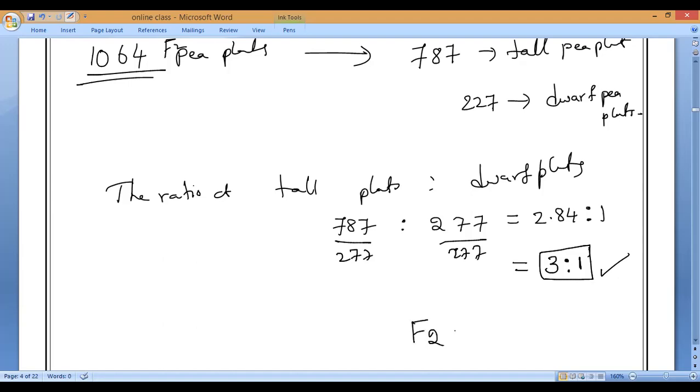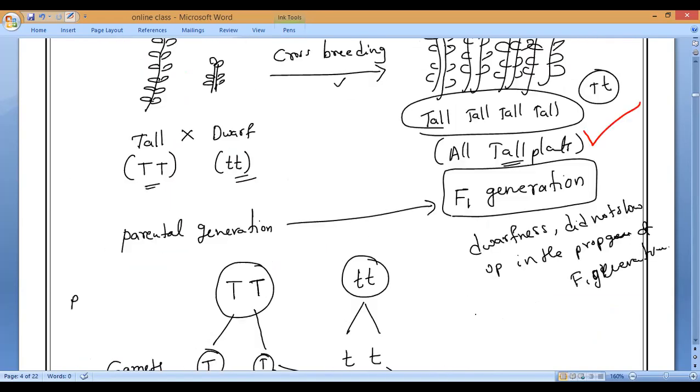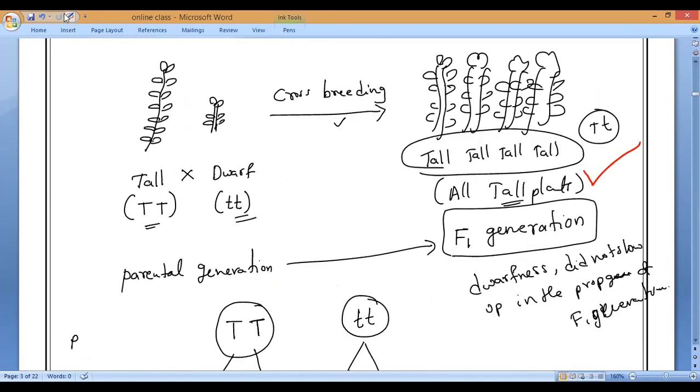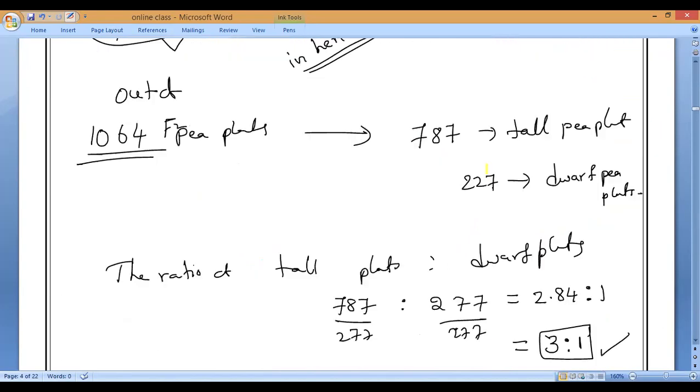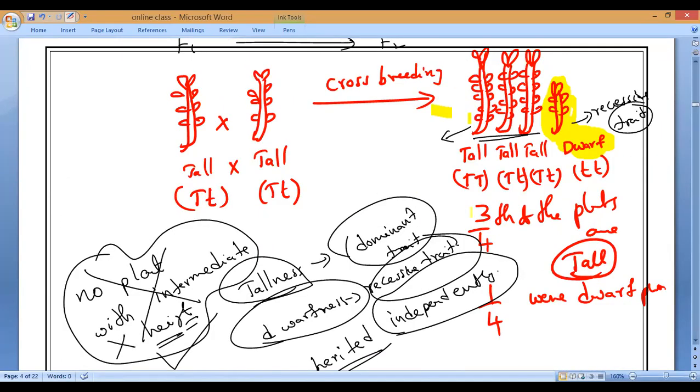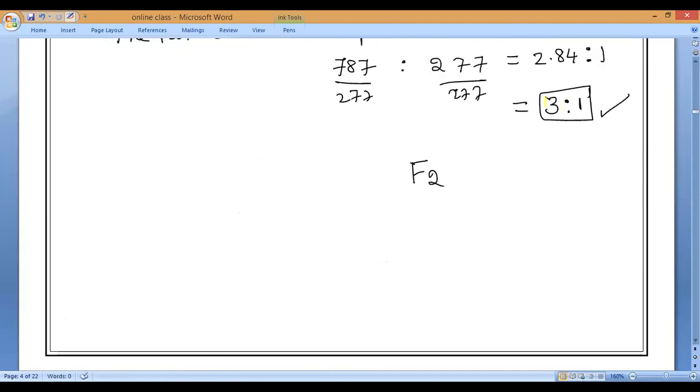For the F1 generation, what is the ratio? Anybody can tell? F1 generation, no ratio, because all the plants are tall plants only, so no dwarf plant appears, so no ratio. If they ask for the ratio, it means the F2 generation, where we get 3/4 tall plants and 1/4 dwarf plants. So the ratio is how much, guys? F2 generation is how much? It is 3 to 1. So that is what you have to remember.